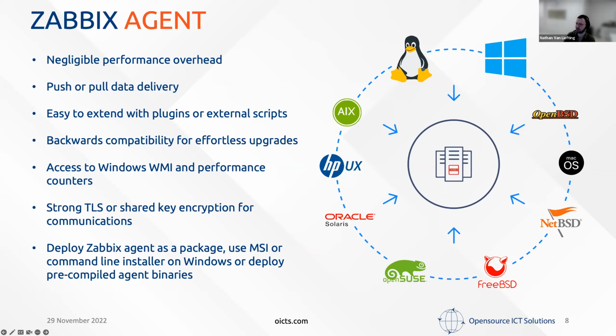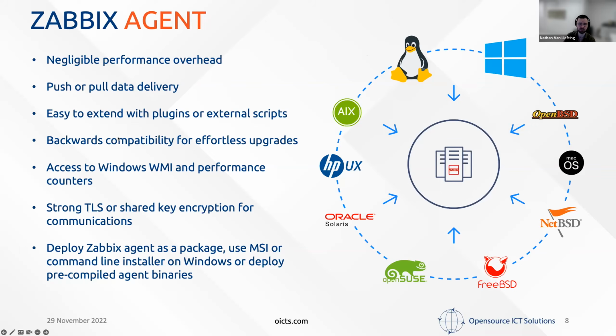Now, the agent can be installed on various platforms, Linux, Windows, Unix-based systems like macOS as well as OpenBSD, NetBSD, FreeBSD, Oracle Solaris, HP UX, and AIX. So we have quite a lot of platforms available. It's also easy to extend. So if there's a check that doesn't necessarily come included with the agent, Zabbix always likes to give you the tools available to make sure that you can actually extend upon those features and functionalities.